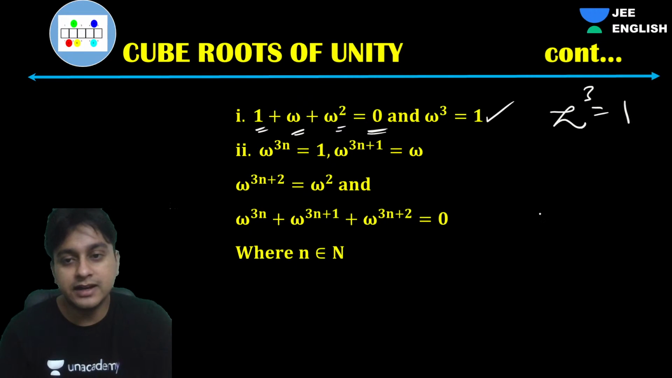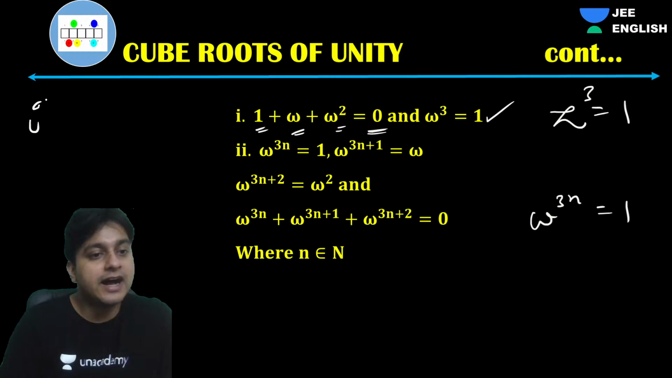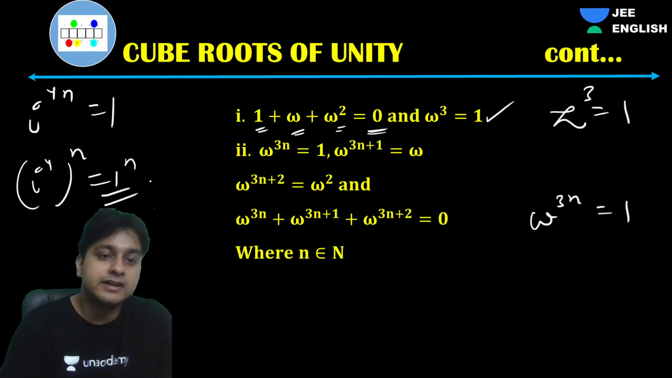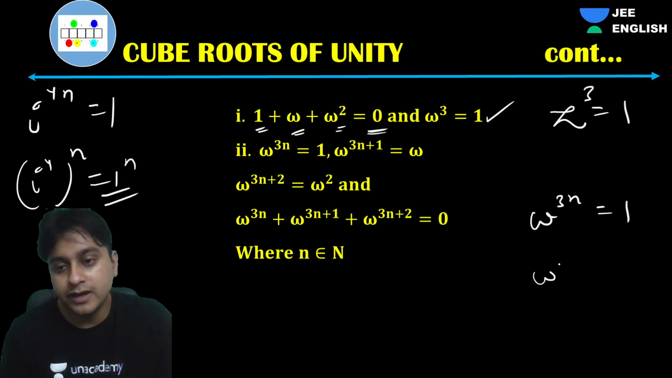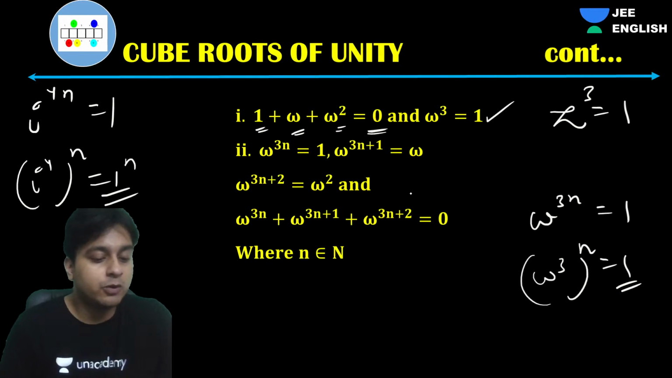Now, similarly, guys, we say omega power 3n is 1, just like we can say iota power 4n is 1. How? Because iota power 4 power n we can write, right? Iota power 4 is always 1, and 1 power n is 1. Similarly, guys, omega cube is 1, and 1 power anything will be 1, right?